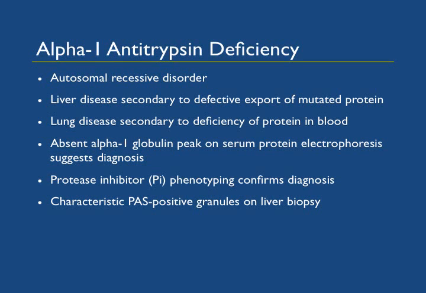Alpha-1 antitrypsin deficiency, as mentioned in the previous talk, is an autosomal recessive disorder. Alpha-1 antitrypsin is a serine protease inhibitor that inhibits neutrophil elastase. The liver disease is secondary to defective export of the mutated protein, and lung disease is secondary to the deficiency of the protein in the blood. Patients usually present with either liver disease or lung disease rather than both. An absent alpha-1 globulin peak on the serum protein electrophoresis suggests the diagnosis. Protease inhibitor phenotyping confirms the diagnosis. And liver biopsy may show the characteristic PAS-positive granules.